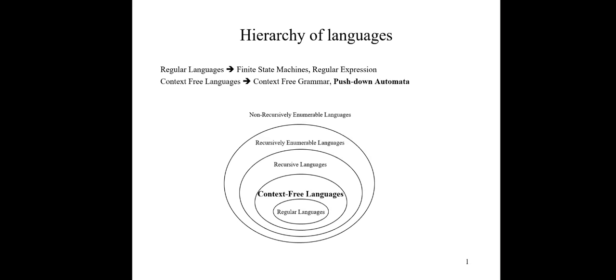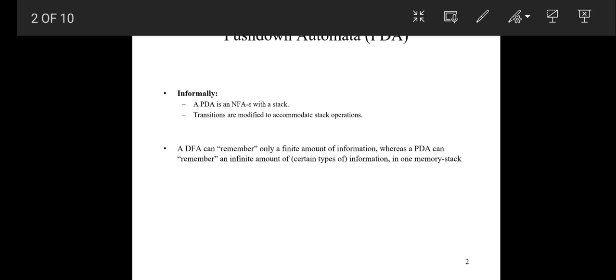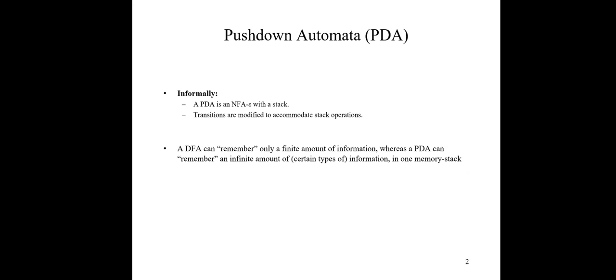In the first unit we saw this Venn diagram. The interior subset is your regular language, then context-free language, recursively enumerable language, non-recursively enumerable language. Now, today's topic is PDA, Push Down Automata. Let us see the informal definition.